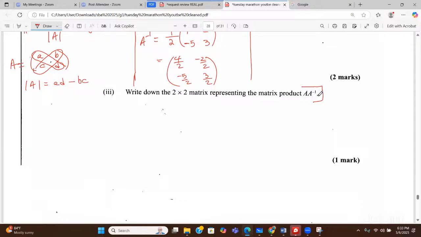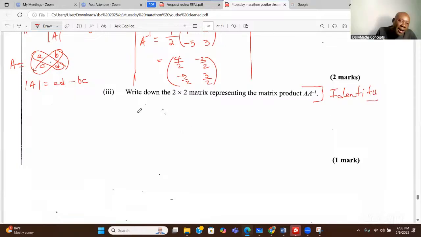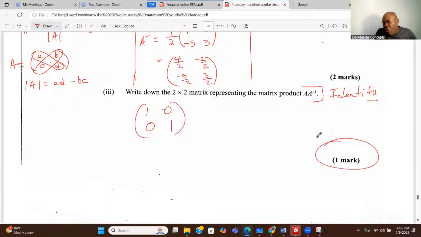So it becomes an identity matrix? Exactly. Very brilliant. The identity matrix. 1, 0, 0, 1. You see, CXC have a way at times, because you notice they said write down, not to prove it. Don't try to prove this now. They never ask. They say write it down. 1 mark, write it down. 1, 0, 0, 1. Our identity matrix. That is what they wanted at that time.